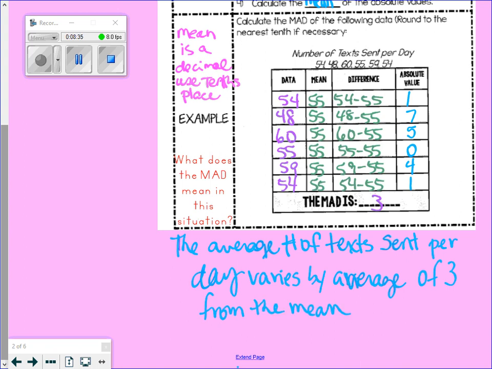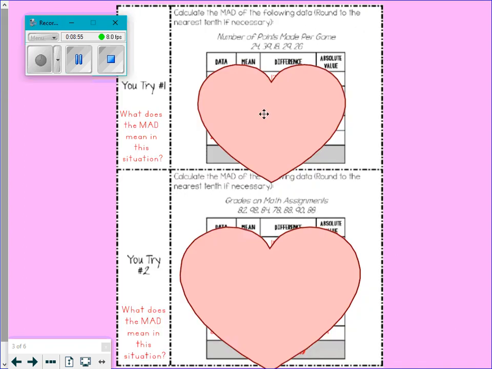So varies could also be like the distance by the average of 3, right? From the mean. So your mean is 55. Your data value, or the average, means that the distance of your data value is about 3 from 55. Are we good with that? All right.